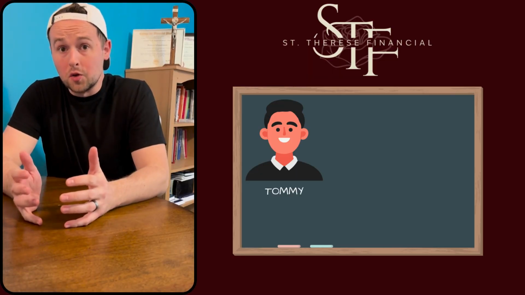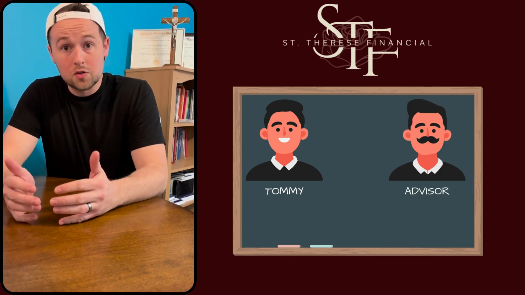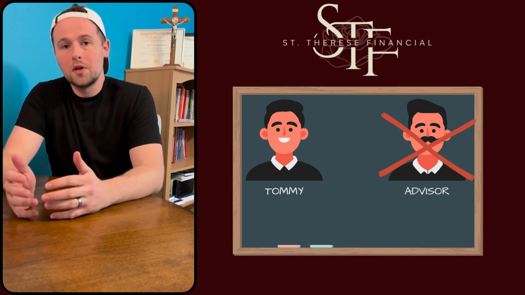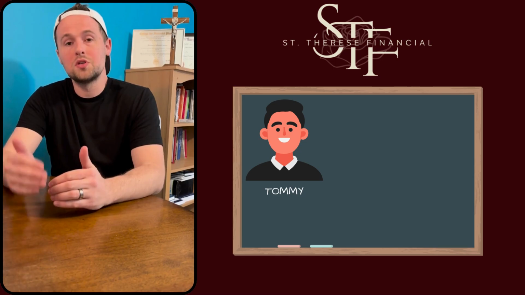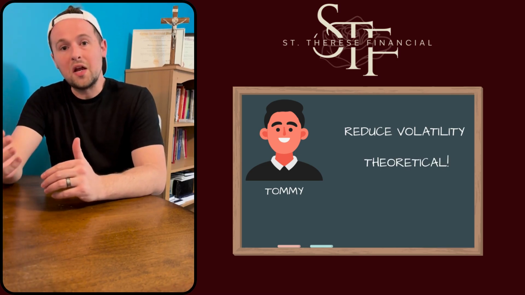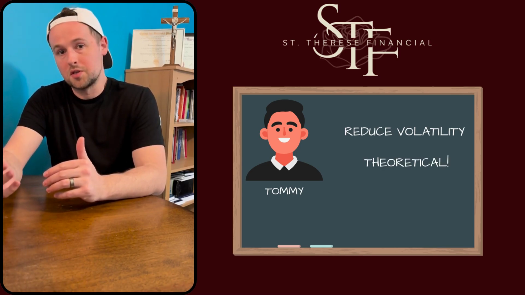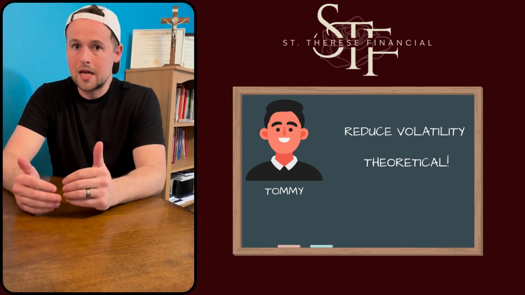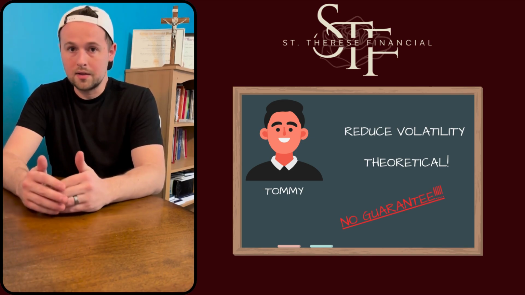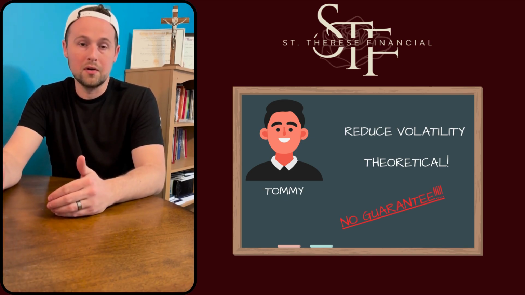So what does Tommy do? Well, he can go to his financial advisor, or he can do it himself, and create a portfolio of different investments that reduces his volatility as far down as it possibly can, while theoretically getting an annual rate of return of 9%. I say theoretically because in finance, there's no guarantees. You can't guarantee a specific amount of return every single year.